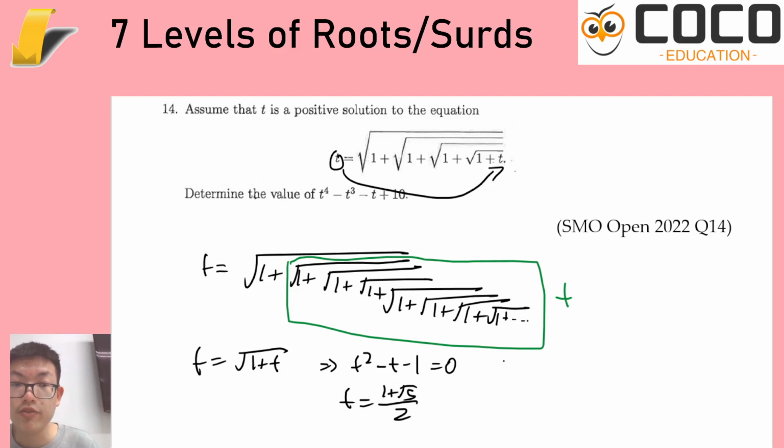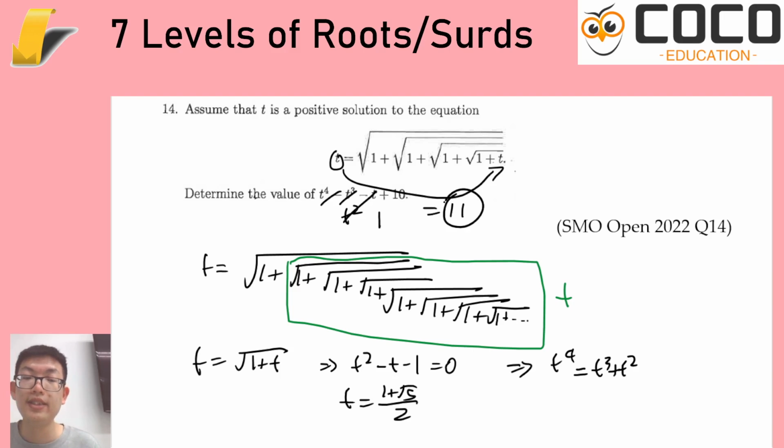Right, t to the 4 is in fact equal to t cubed plus t squared is how you can arrange this. And so this would cancel to t squared, and then t squared minus t will cancel to 1. So your answer is 11.